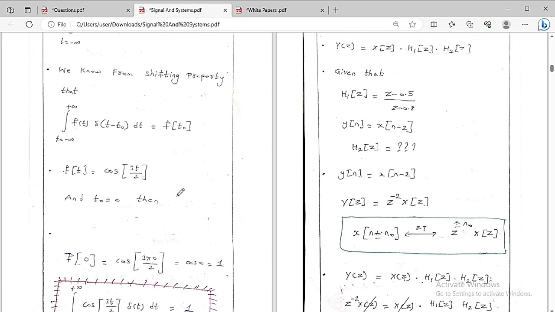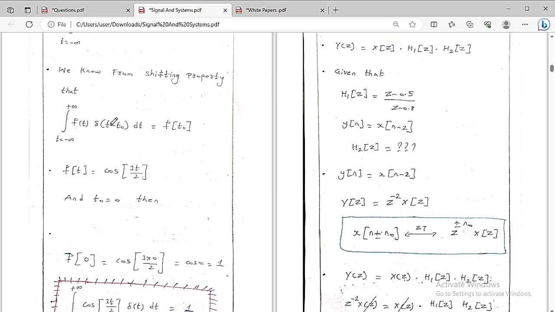I want you to remember only one thing: the impulse signal should be present in this integral. The impulse should lie within the time interval of integration, and only then will you get this value, f(t0). Suppose it is not lying in this interval, then the value is equal to 0, because in this time interval δ(t) is not present. Anything multiplied by 0 is nothing but 0, so finally you are going to get 0.